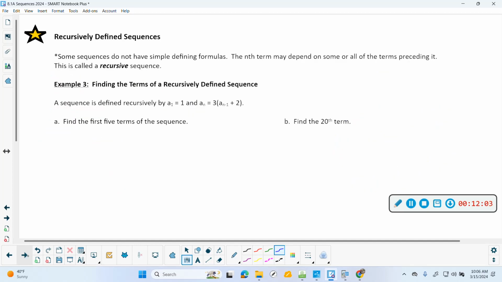Let's talk about this recursively defined sequence. I'm going to be honest with you. The notation looks crazy, but the math is super easy. Dom, are you awake back there? Thank you, Trenton. Focus, Dom.